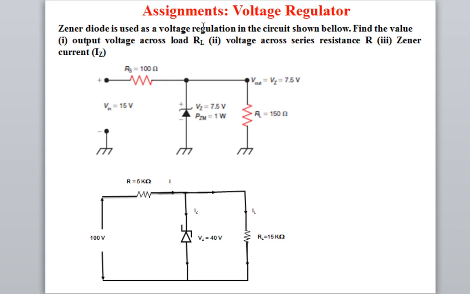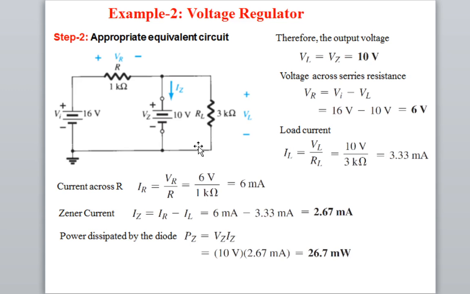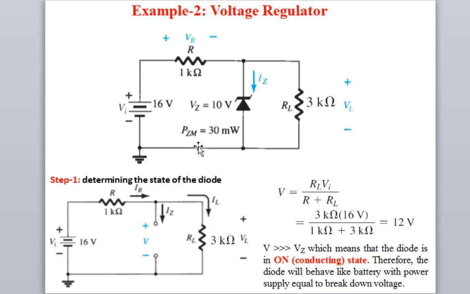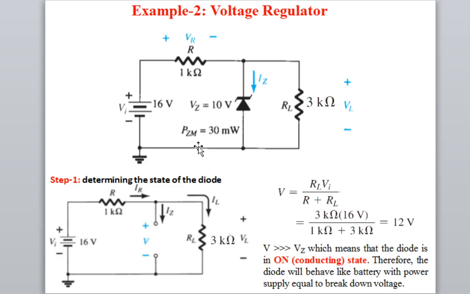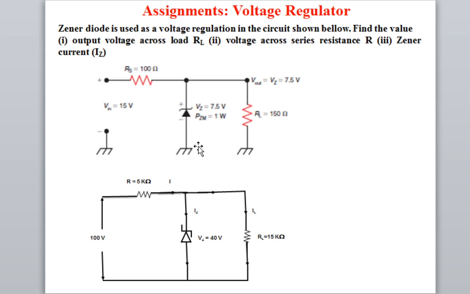So I gave these two assignments, and I solved two numerical problems, two examples, for you. In the first example, when the Zener diode was in non-conducting stage, I calculated the Zener current, load current, and output voltage. In the second example, I took the case when the Zener diode was in conducting, on stage, and then I calculated the Zener current, output voltage, and whatever value is required you can calculate. So these two examples I gave.